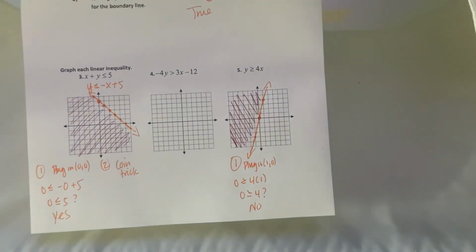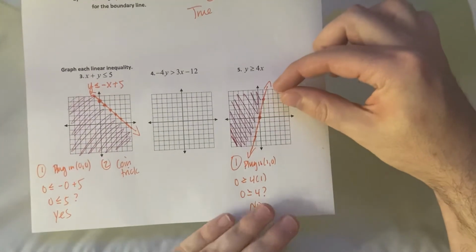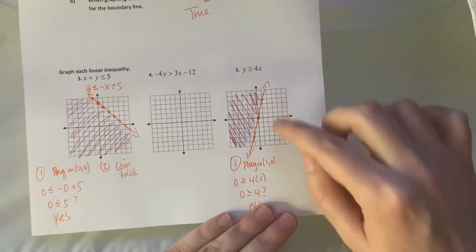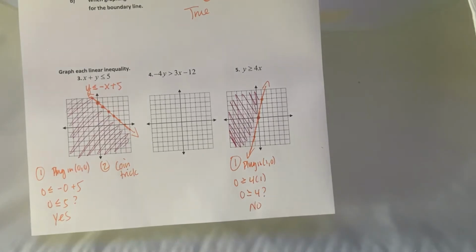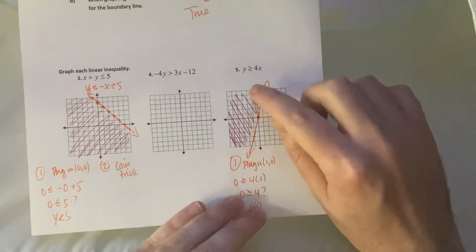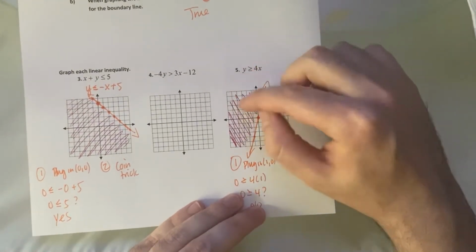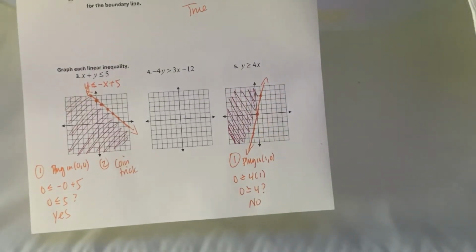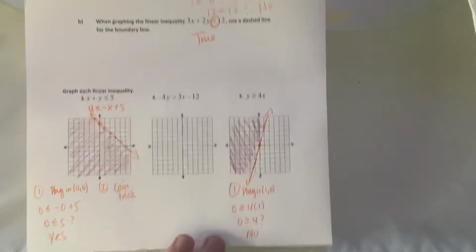If you do the coin trick, technically if you drop a coin on this right side, it goes down, but the line is going to the left, so it's not going to land on the line. If I drop a coin on this left side, eventually it will hit the line. It may take a while, but it will. So that's how the coin trick works there.